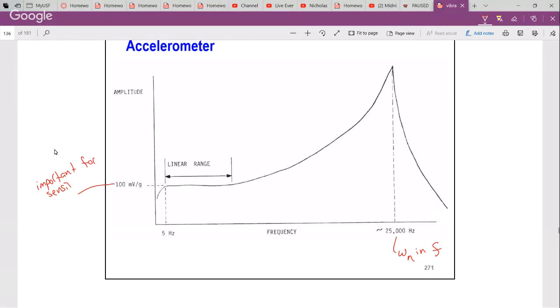All right, so this is kind of typical. Wherever this is flat, you call it linear, I guess I just call it flat, that's where the sensitivity is valid. So if you have a frequency in your structure or your machine within this range, your sensitivity is going to be the same. So you're going to get a measurement that's representative of what's happening in the structure.